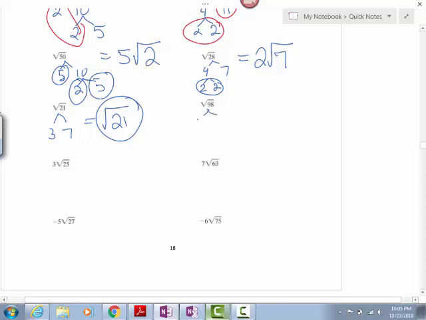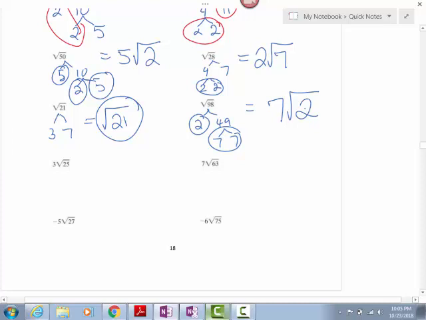Okay. So the next number, 98. Again, I'm going to divide it by 2 because it's even. So that's 2 and that's 49. Well, that's 7 and 7. So the number that we have a pair of is the number 7. The number that I don't have a pair of is the number 2. That number stays inside.